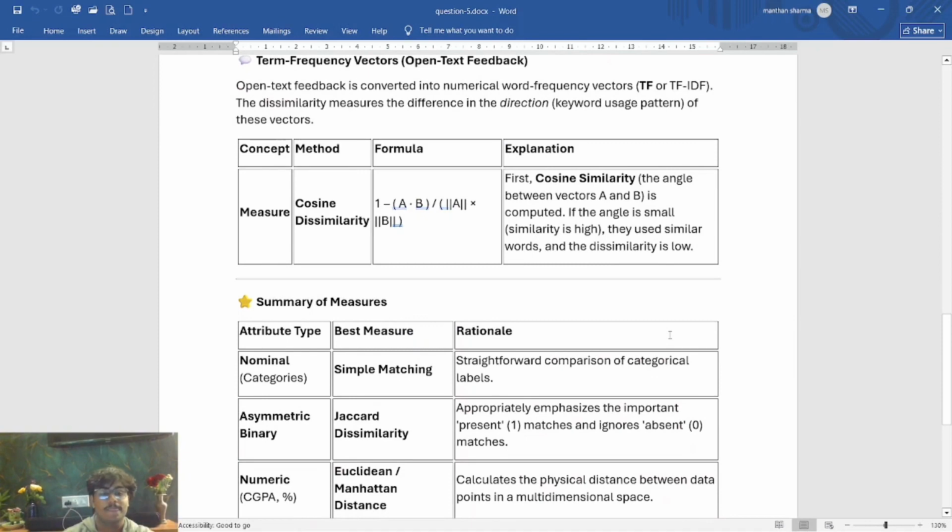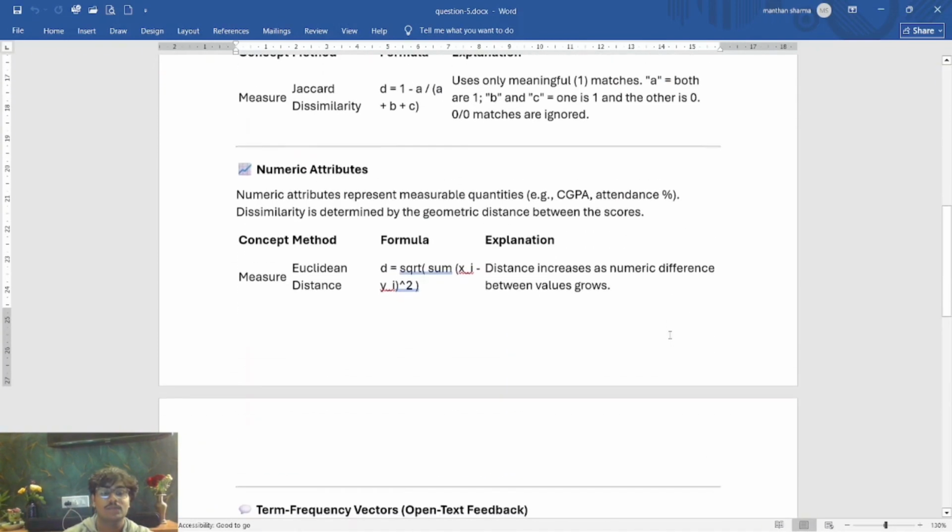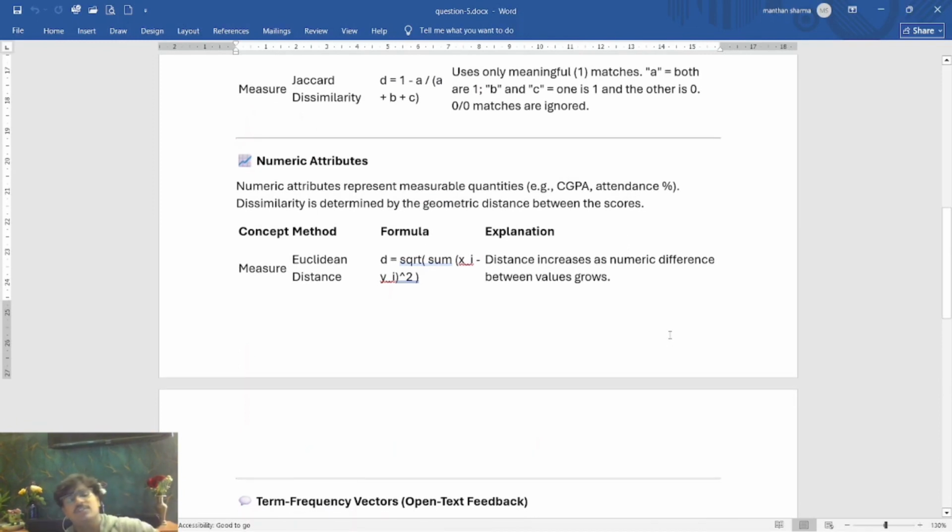Moving on to numeric attributes. So now let's move to numeric attributes such as CGPA, attendance percentage, or number of completed assignments. For numeric data, the best way to measure dissimilarity is using Euclidean distance, where d equals the square root of the sum of (xi minus yi) whole squared. The idea is simple: the greater the numeric difference between two students, the larger the distance, and therefore the higher the dissimilarity. This method works extremely well when comparing continuous data like marks, performance scores, or attendance percentage.